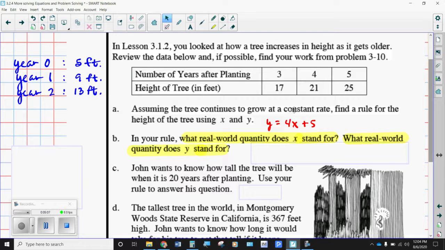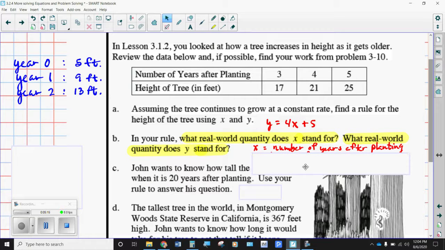That's a growth rate. It's multiplied times the number of years since it's been planted. So in this case, the X represents the number of years after planting. This would be your X right here. And then the Y is going to be how tall the tree is after X number of years. So Y is the dependent variable, and Y represents the height of the tree.